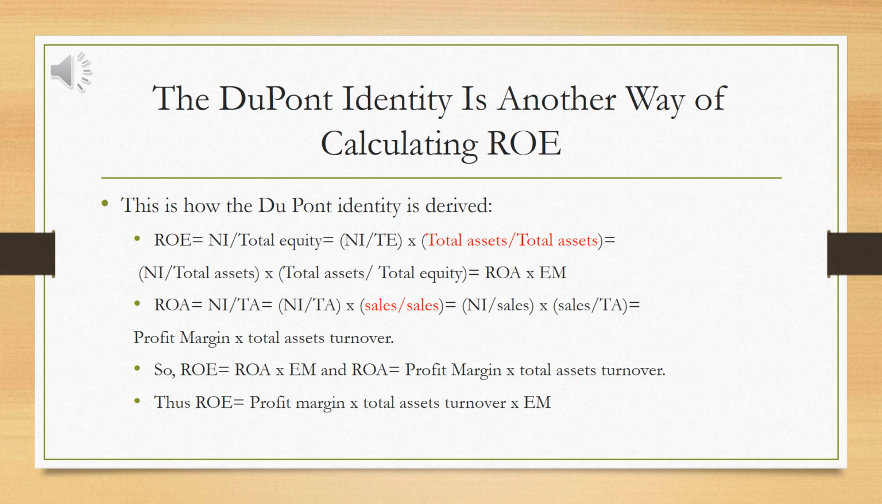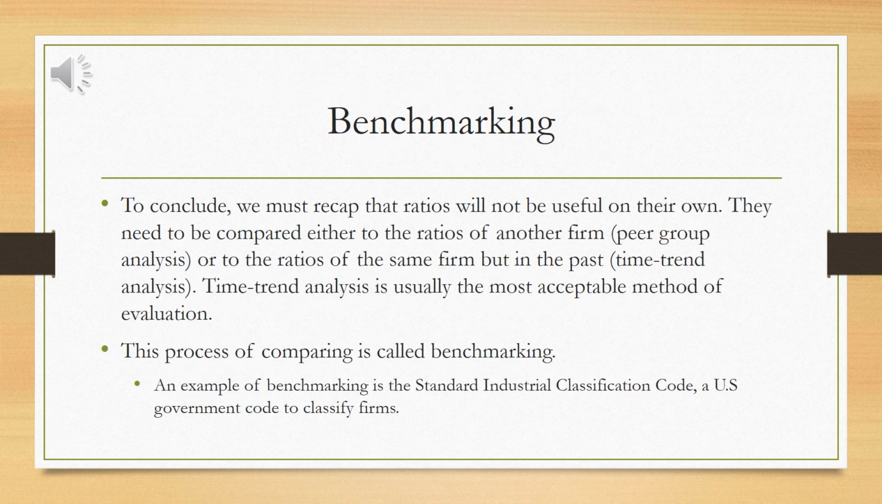Before taking a look at the step-by-step derivation of the DuPont identity, keep in mind that multiplying one side of an equation by 1 yields the same results. Also keep in mind that total assets over total assets is equal to 1, and that sales over sales is also equal to 1. To conclude, we must recap that ratios will not be useful on their own.